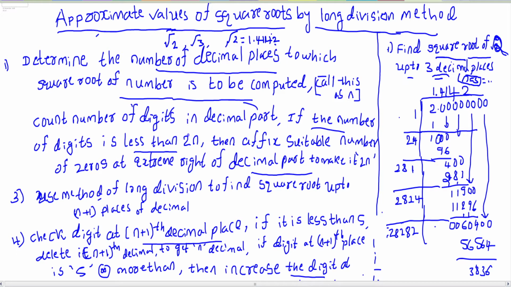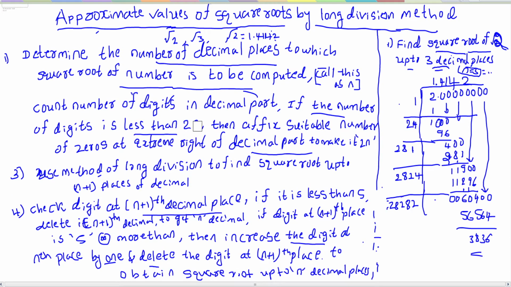See, this is a very important step. We have to think of 3 decimals, n is equal to 3, I definitely agree. But while doing the long division process, you have to find the square root up to 4 decimal places.